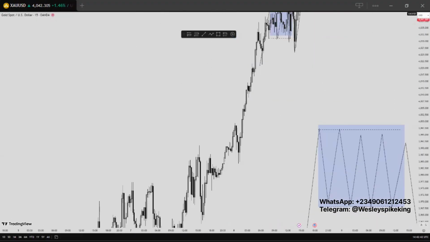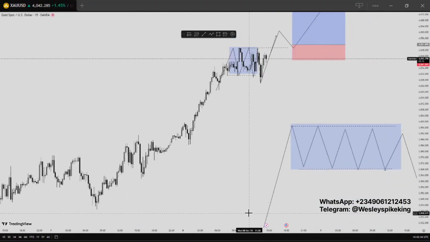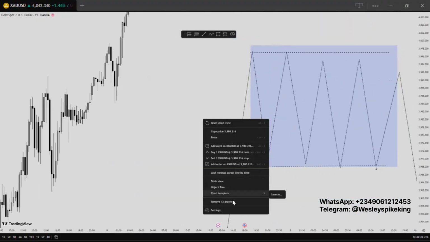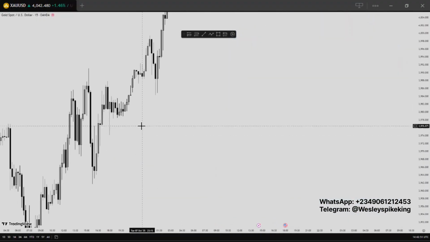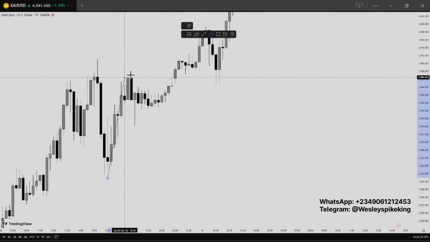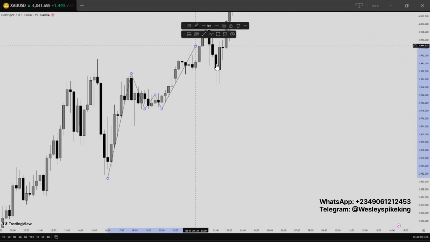If I go back to XAUUSD, XAU has been trending for a while and it has just been forming that pattern. Now, same thing also happened here. You see, we have the rally here. We have the base, and then we have the rally again.